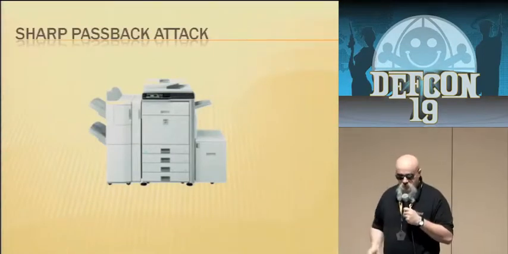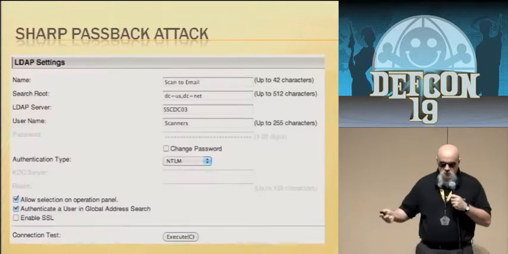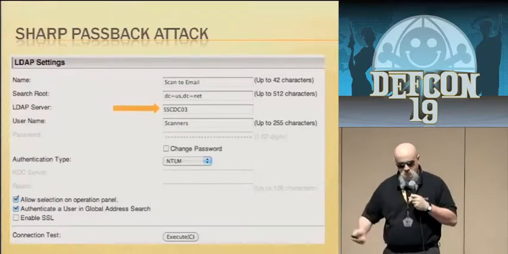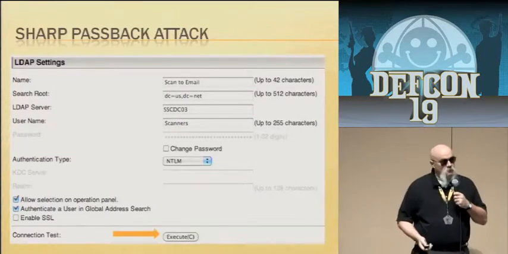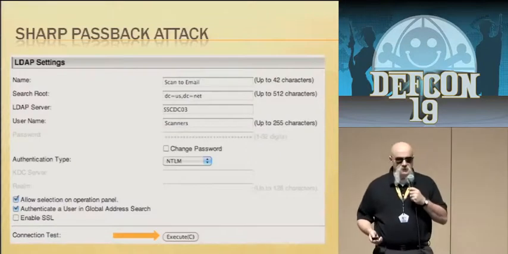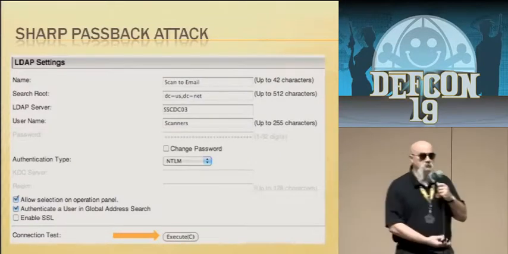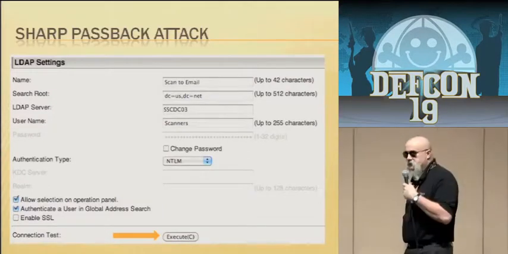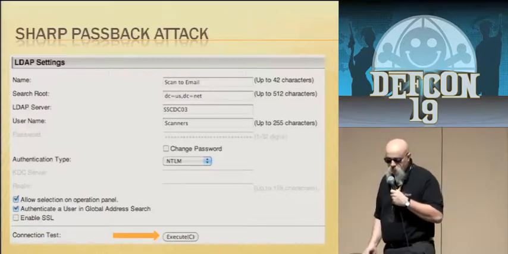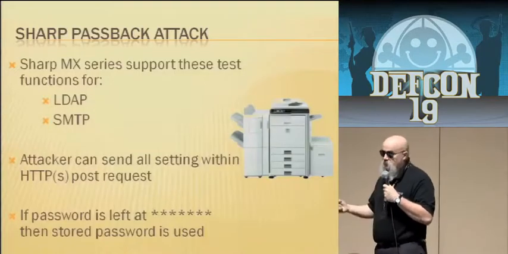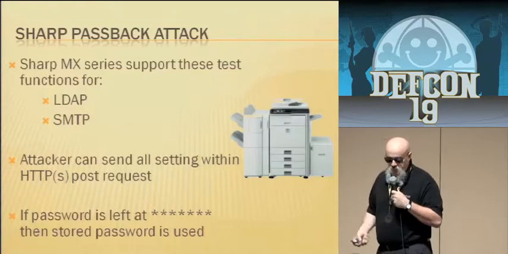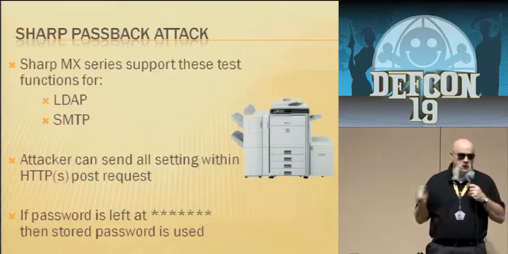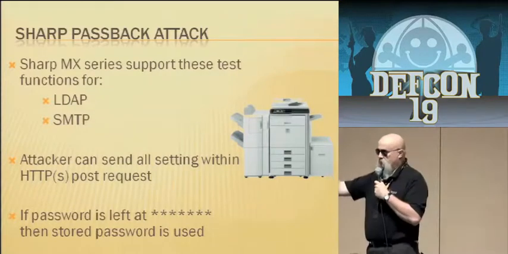It turns out here on this Sharp printer, if we look at each one of these possible settings on the configuration page, every one of those is passed from the client side when you hit the test button. So you have the ability to alter those from the client side versus server side. The Sharp printer has the ability to do this on LDAP and SMTP. And like I said, the attacker can send all of these fields except the password field. The password field's stored on the printer.